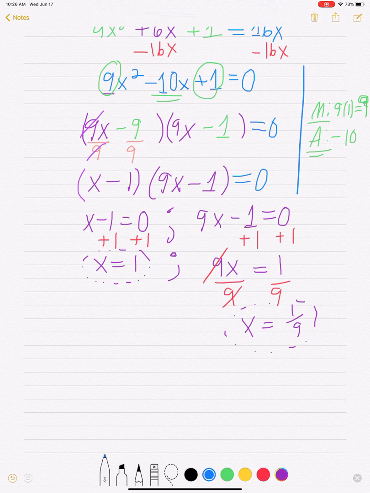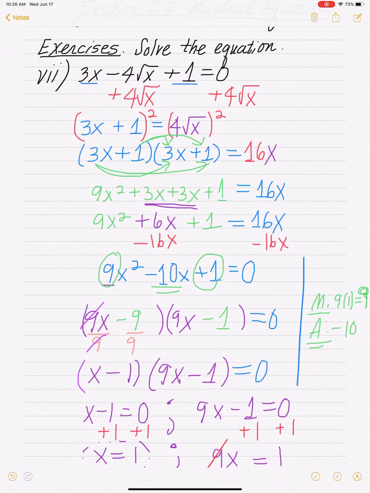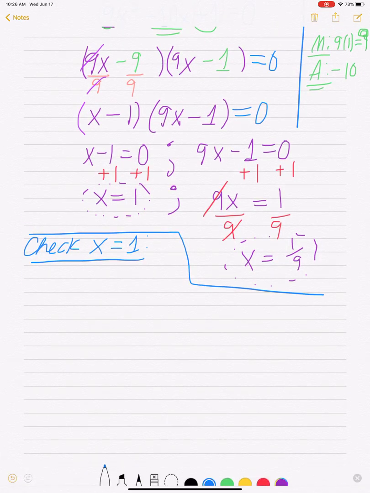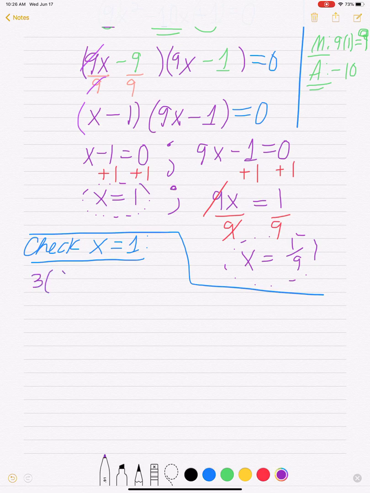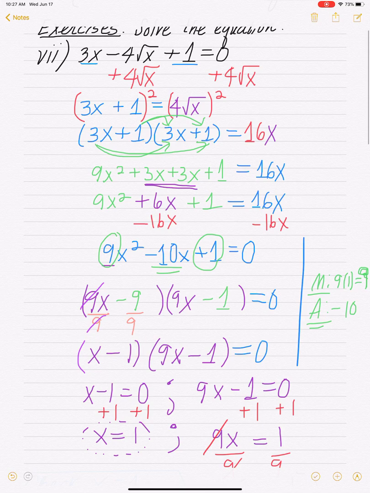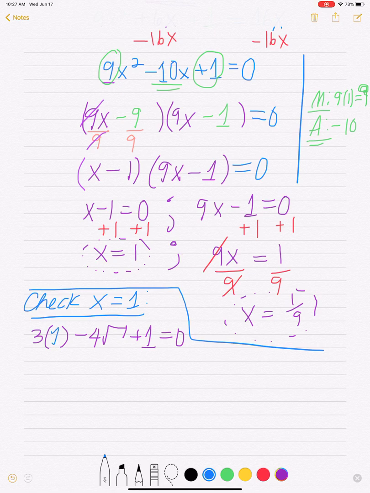Let's do it in blue this time. So first I want to check x equals 1. So what was the original equation? The original equation, 3x minus 4 square root of x plus 1 equals 0. So it's going to be, let's see, 3 blank minus 4 square root of blank plus 1 equals 0. That was our template, right? So we're going to plug in a 1 into the blanks. So here goes a 1 here and a 1 here.